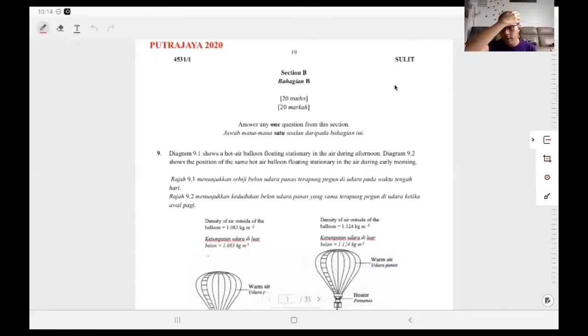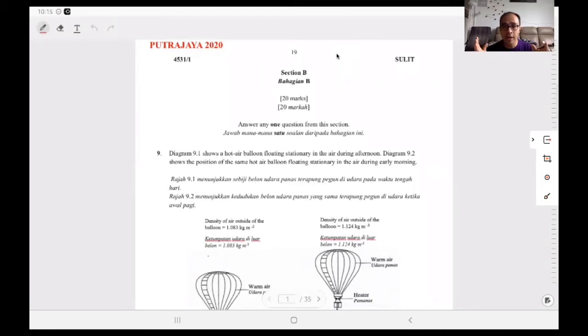Okay, hi everyone. So today we're going to be covering questions from the chapter Forces and Pressure, which is chapter 3 in Form 4. And the reason why I chose this chapter, if you take a look at the schedule, I've chosen 4 important chapters, which I think are very important.